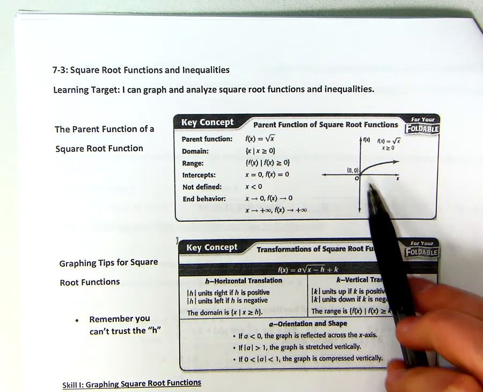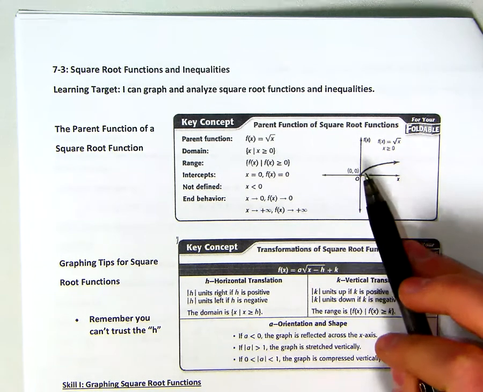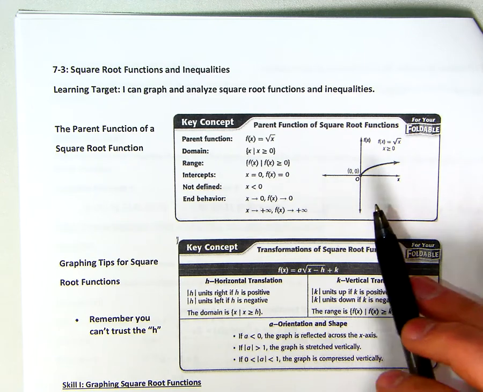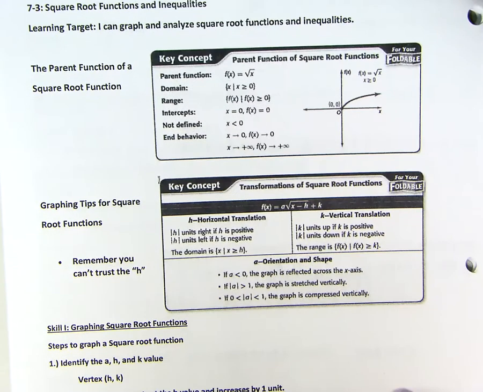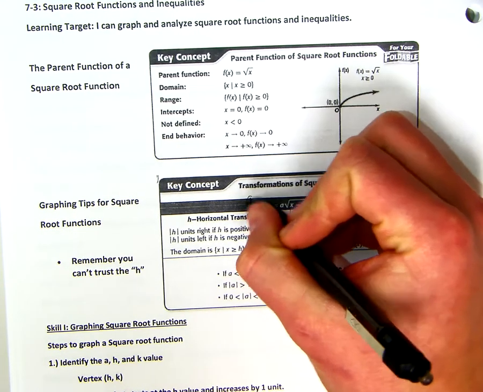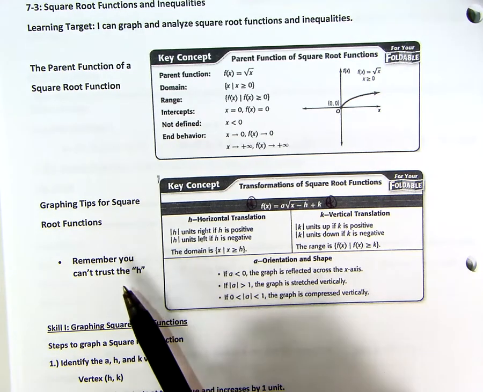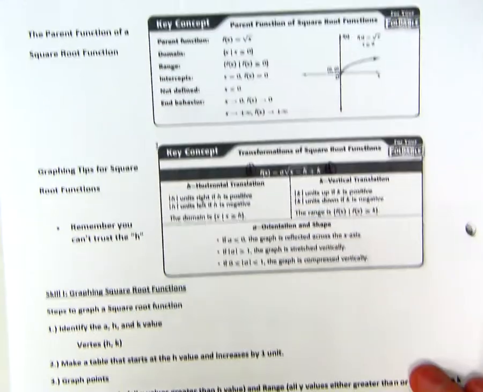It might be shifted up, down, back, down and back, but it's always going to have this certain look where there's an endpoint, and then it's moving upwards, kind of flattening out after a while. A couple things you're going to need to know. We're back with vertex form, so we're going to have A's, H's, and K's to deal with again. Remember, we can't trust the H. We are going to have to flip the H.